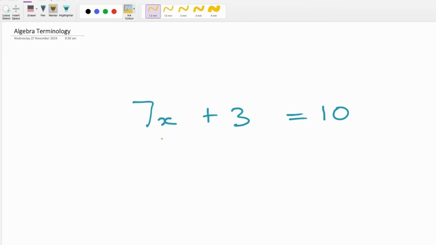Next is to look at our letters. Now the letters are given the name pronumeral or variable. After that, we can look at the number that comes in front of the pronumeral. This number that comes in front of the pronumeral is known as a coefficient.